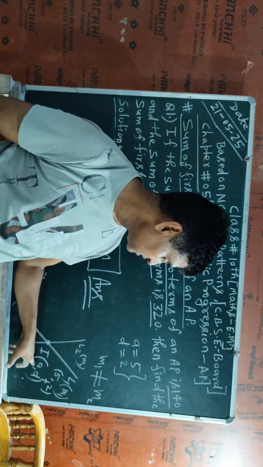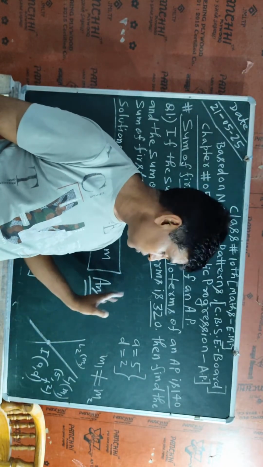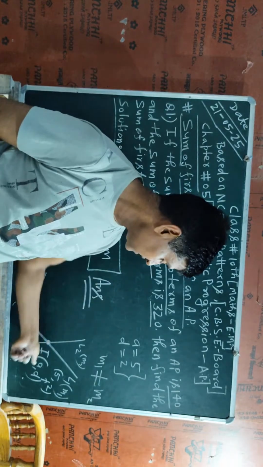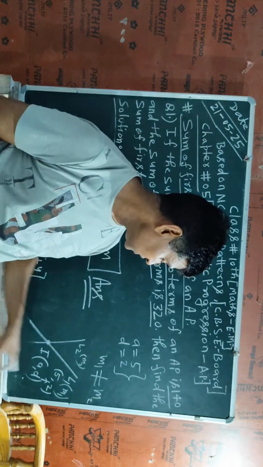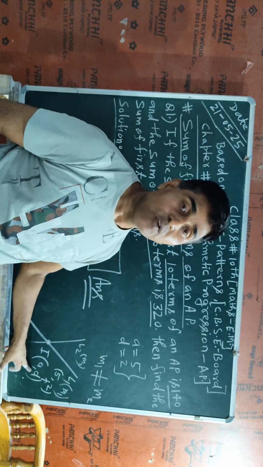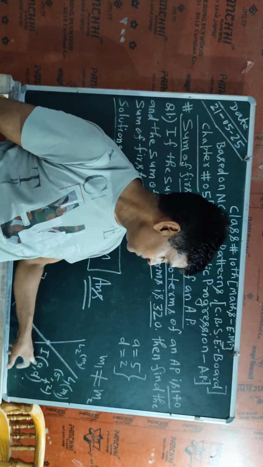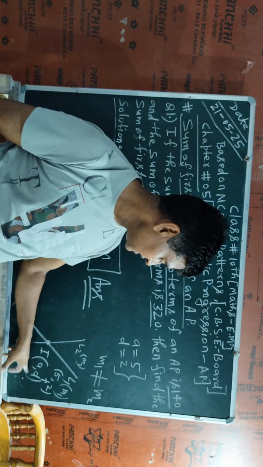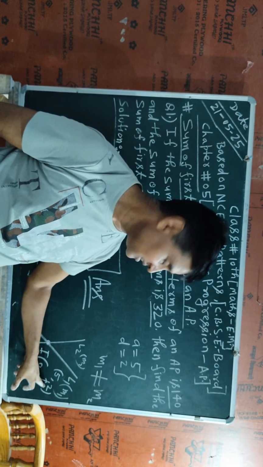So I have solved with the help of the elimination or substitution method. I applied the elimination method in this question for getting the values of a and b. We can also use the substitution method. You are independent, any method you can apply for getting the values of a and b. The value of a I got is 5, and the value of b I got is 2.